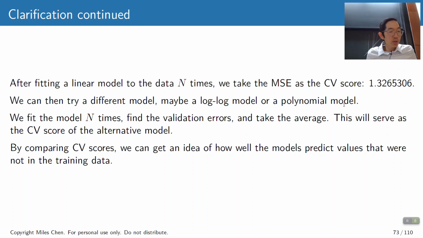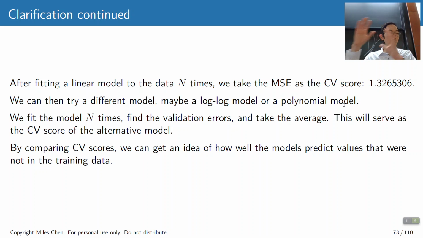And then we might want to try an entirely different model. We might want to try a polynomial model, or say a log-log model, where we do a log transformation to the x and a log transformation to the y. We would fit that model n different times, find the validation error for each of those instances, and then take the average. Then we would get an overall cross-validation score for the log-log model, and an overall cross-validation score for the polynomial model.